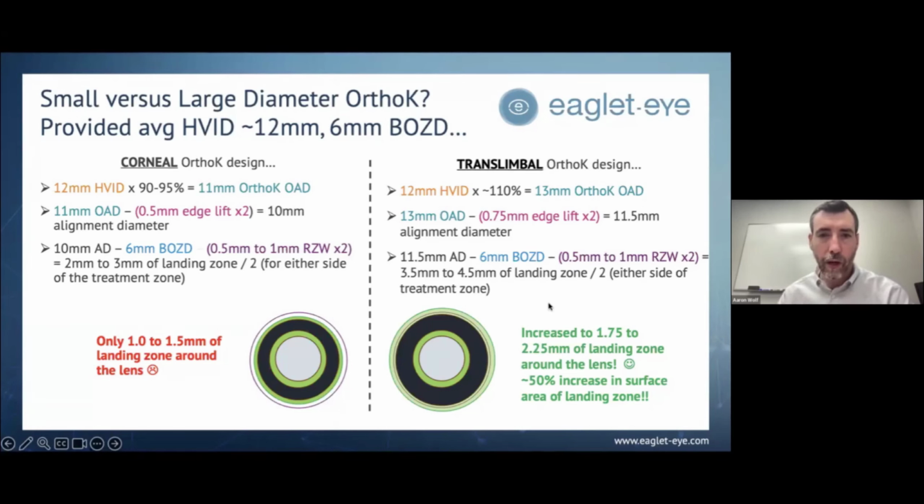So I do think that the translimbal OrthoK design is really, I don't know if I'd say it's the future and we're going to abandon corneal OrthoK design. I don't think that at all. But I do think that we will see this grow. We're going to see more in our markets with translimbal designs, sometimes referred to as corneo-scleral OrthoK designs. I think there's a lot of advantage to them in many cases, particularly when you want to go bigger with your optic zones and your treatment zones.